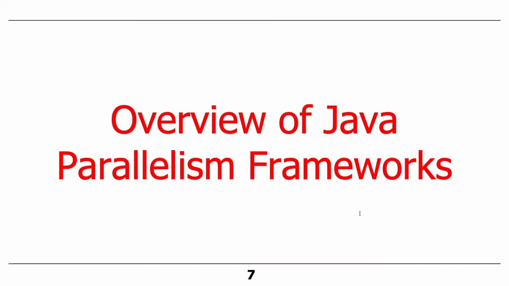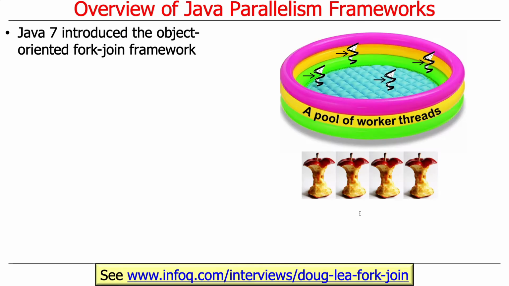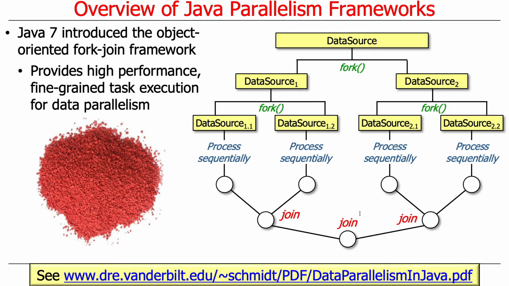So let's talk about some of these things in a little bit of depth. Java 7, which came out about a decade ago, introduced an object-oriented framework called the fork join framework, or the fork join pool framework. And you can learn more about this framework here at this link. It's an interview with my good friend and colleague Doug Lea, who developed the fork join framework. And it provides high-performance, fine-grained task execution for data parallelism.